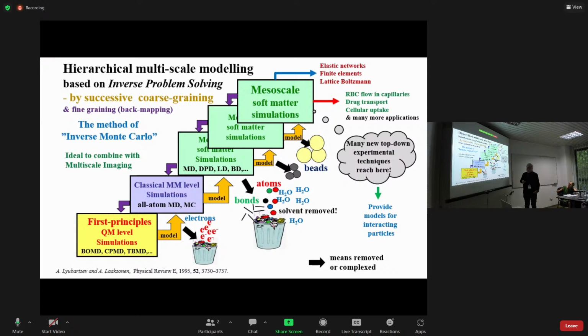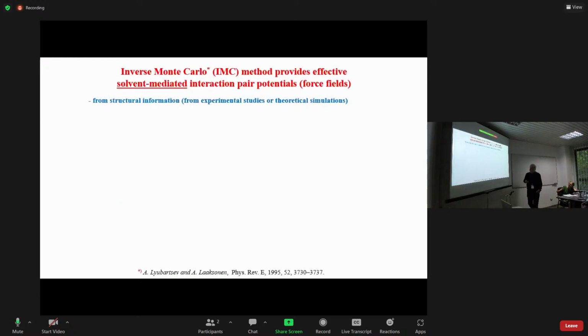Okay, this inverse Monte-Carlo method provides something called solvent-mediated interaction pair potentials. That's a force field. Everybody who has done molecular simulation knows what a force field is. So possibly not all of you know, but it's like an interaction law: how particles, when they come close to each other, feel each other, and what type of forces they use against each other.